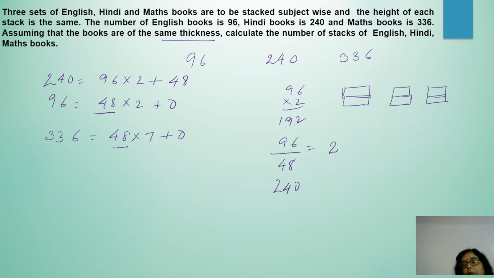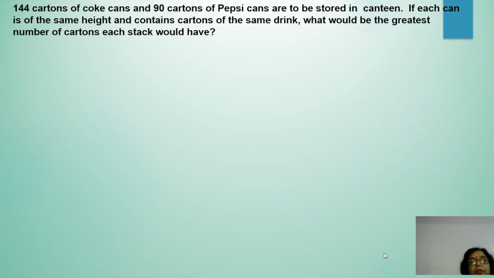240, this will give me 5 stacks. And 336, divided by 48, this will give me 7 stacks. So these are the number of stacks of each variety that need to be made. Let's take another question.